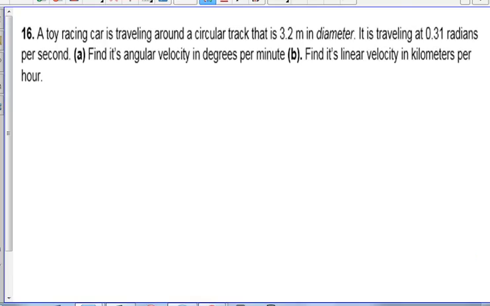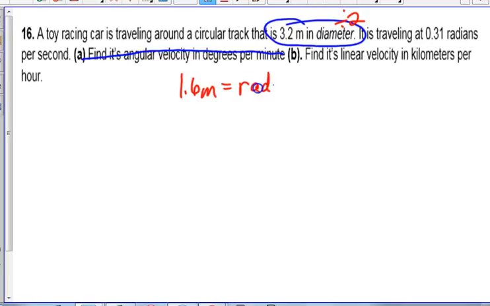Last one, and we're going to skip part A. Sorry, Kristen's working ahead, I can tell. A toy racing car is traveling on a circular track that's 3.2 meters in diameter. What's the first thing half of you are going to get wrong? Yeah, we only want the radius. Good job.